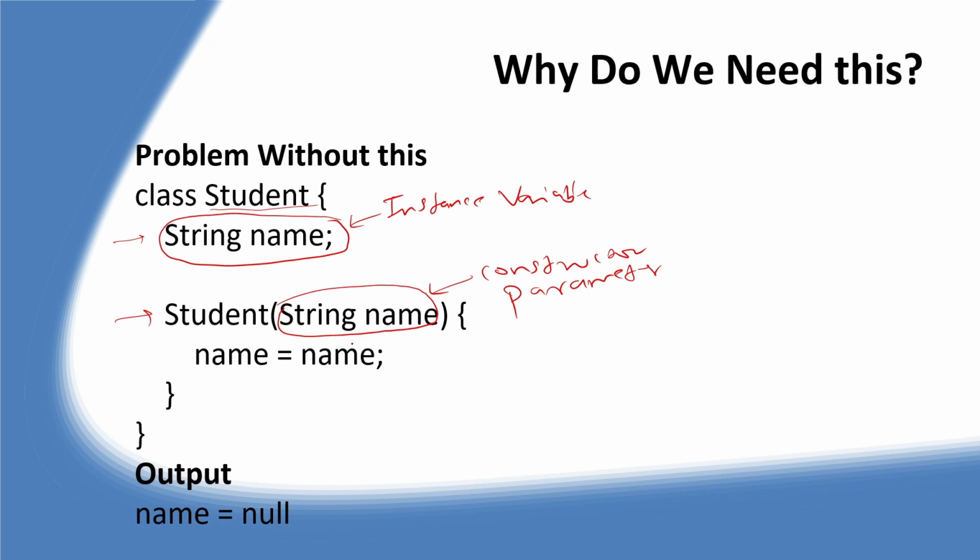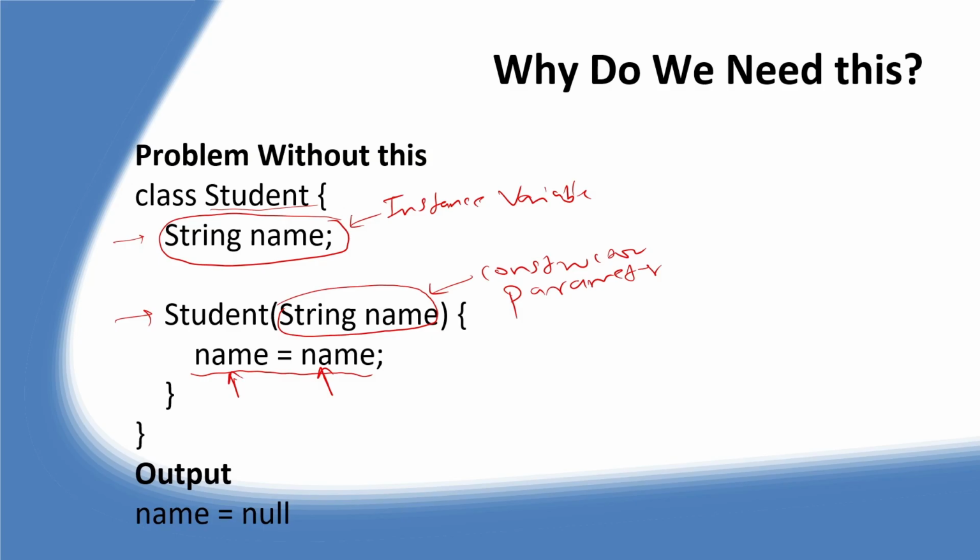Now here in this example, in this line, you could write name equals name. But the compiler will get confused. What is this name and what is this name? Which name are we assigning to which name? So we need to explicitly tell the compiler which name is which, because both the instance variable and constructor parameter have the same name.